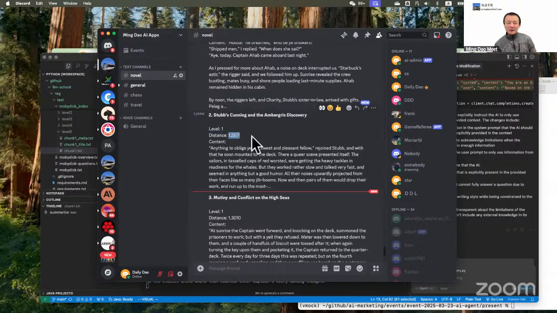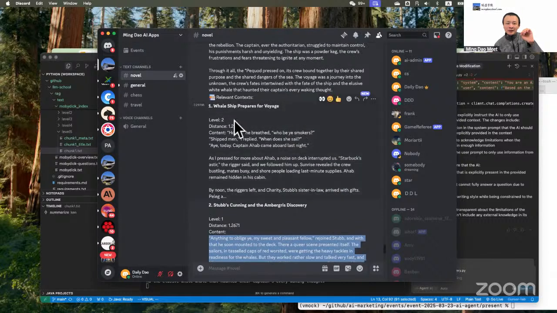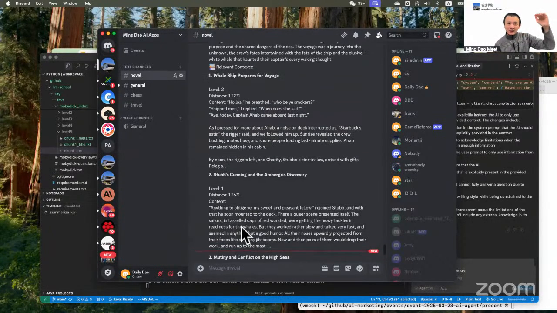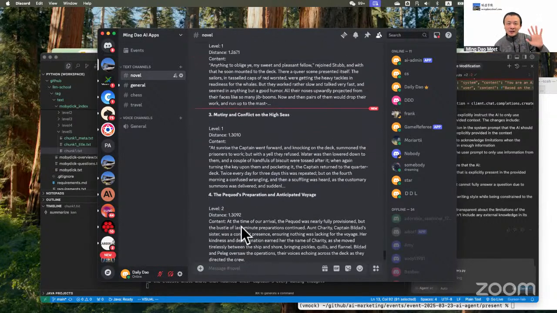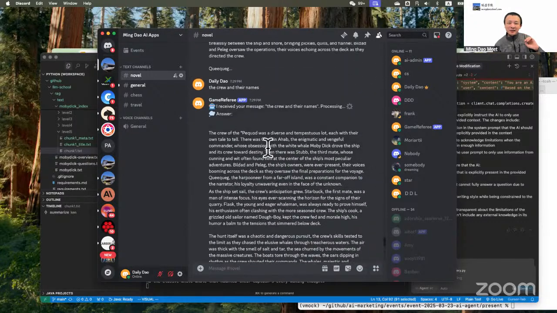So the closest one is this one, let's see, the closest one is this level 2. The distance is 1.22, and then this, so you can see the distance field gradually increasing. So these are the 5 points that are closest to my question of this original, the crew and their names, right?